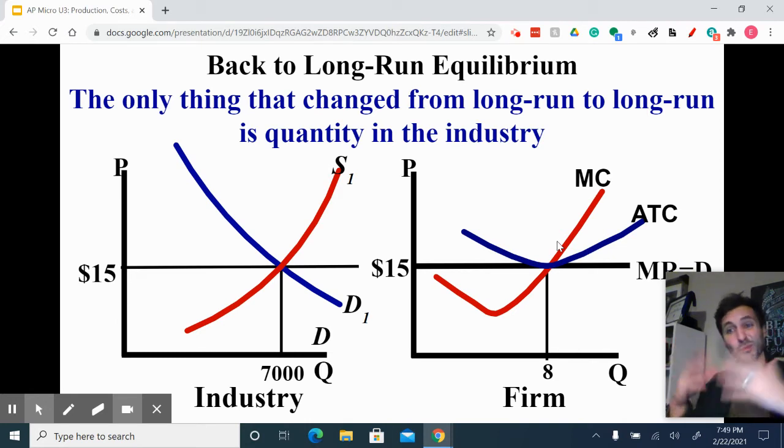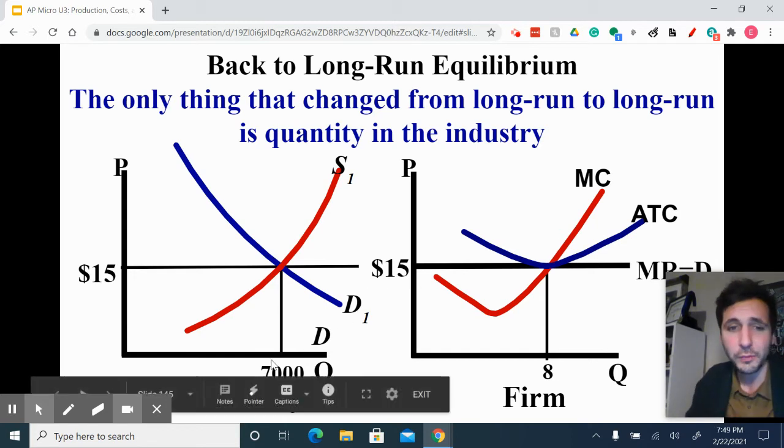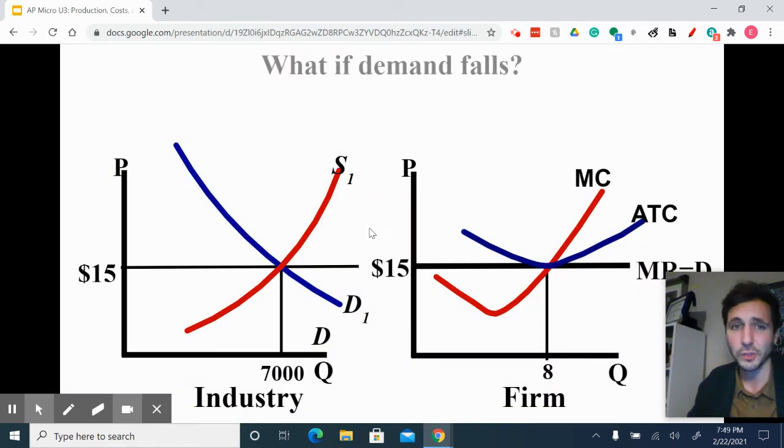Demand shifted right, increased price to $20, but supply corrected it. Leave it alone, supply takes it home, and got us back to $15. The only thing different is quantity went up because demand shifted right and then supply shifted right. Okay, that's constant cost industry.